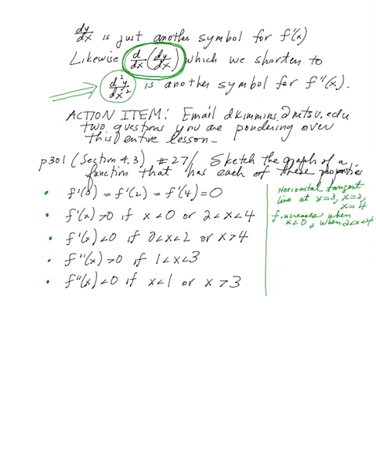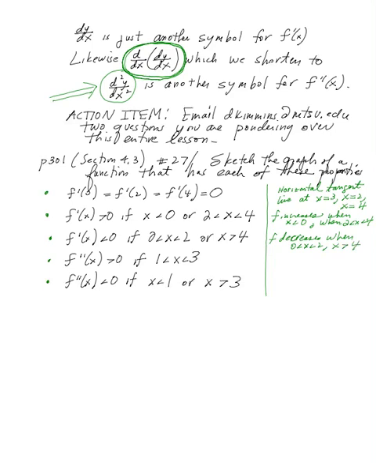How about the next item? f prime of x is less than 0 if x is between 0 and 2 or bigger than 4. What does that mean? It means f decreases when x is between 0 and 2, and when x is greater than 4. Remember, the first derivative being negative means the function decreases.